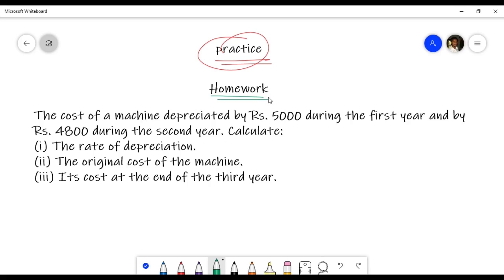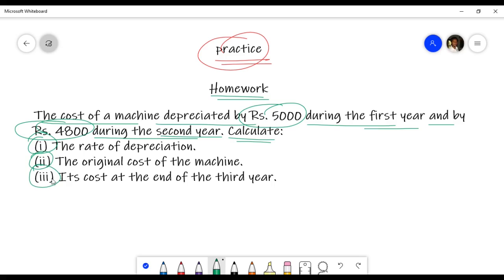Okay, and here is a homework for you to do. I hope you can do it. The cost of a machine depreciated by rupees 5,000 during the first year and by rupees 4,800 during the second year. You have to calculate the same three things that I have explained to you: the rate of depreciation, the original cost of the machine, and the third one is its cost at the end of the third year.